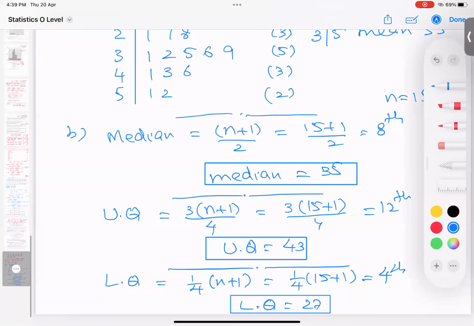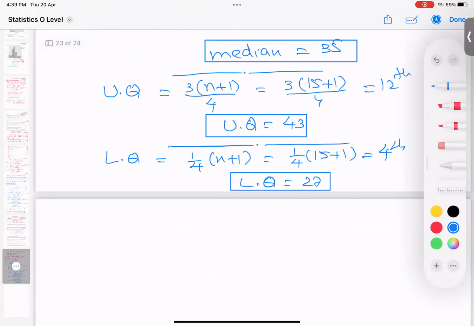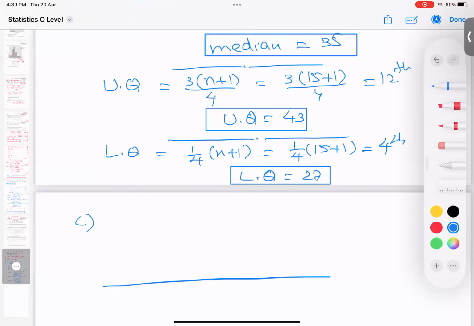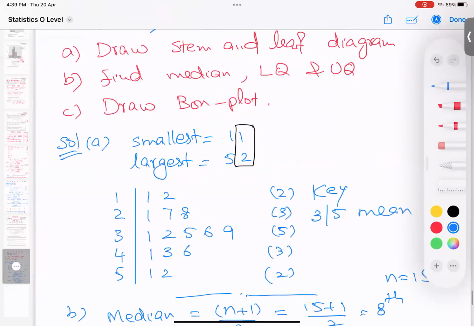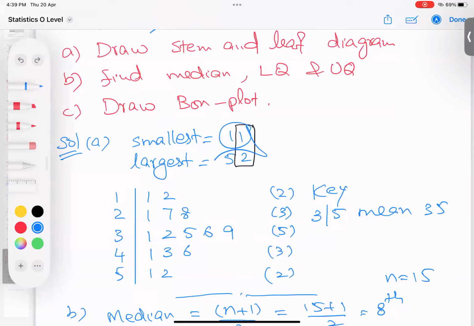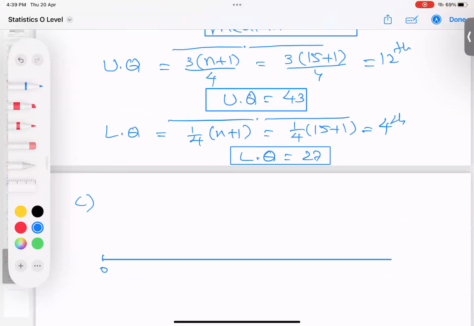And now I'm going to part C, the box plot. Students, what is the required job? The smallest value is 11, the largest is 52. So it means this is close to 10, and this close to 60 or 55. So 10 to 55, or 10 to 60, or 0 to 60 is also a good choice. If I make it 10, 20, 30, 40, 50, 60, the whole graph will stay within this limit. I have to extend slightly. This is not a good choice.